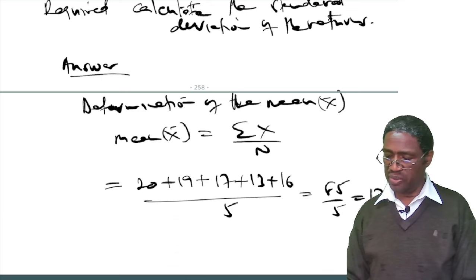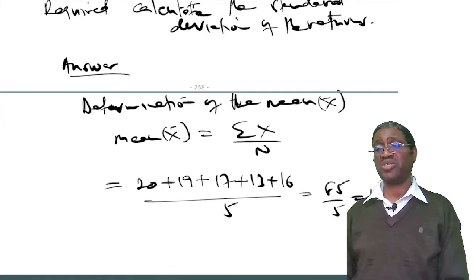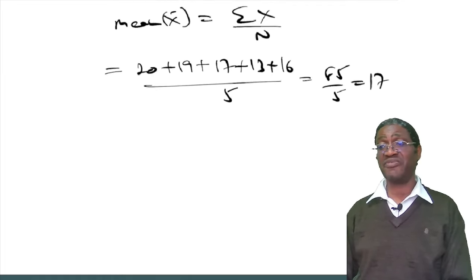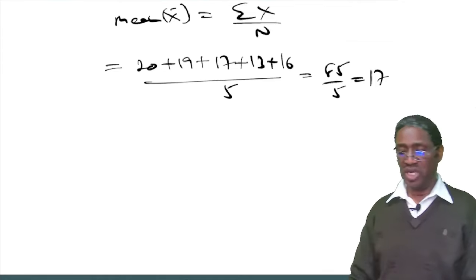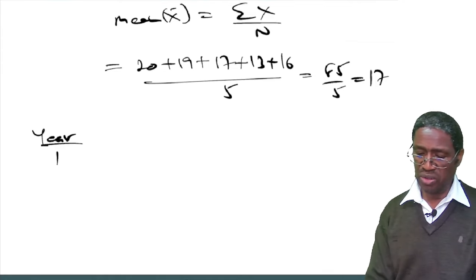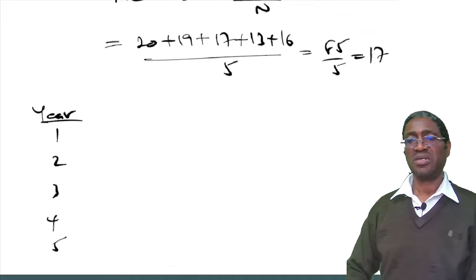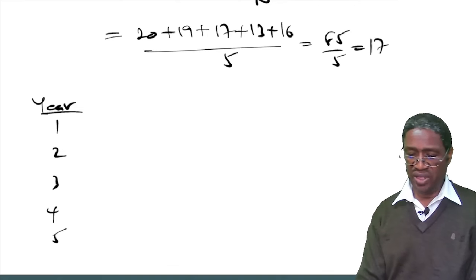It's 17%. So our mean is 17%. Now we can use it to get the standard deviation. Our mean is that. So let me have a column for the year. I want to prepare the table: Year 1, year 2, year 3, year 4, and year 5. Okay. Then we have the returns.